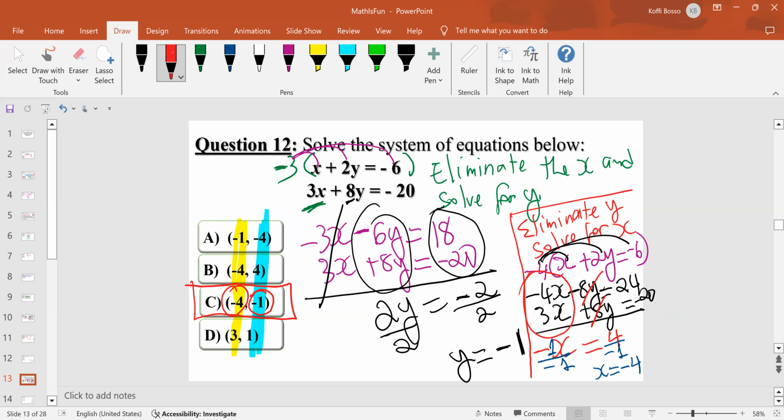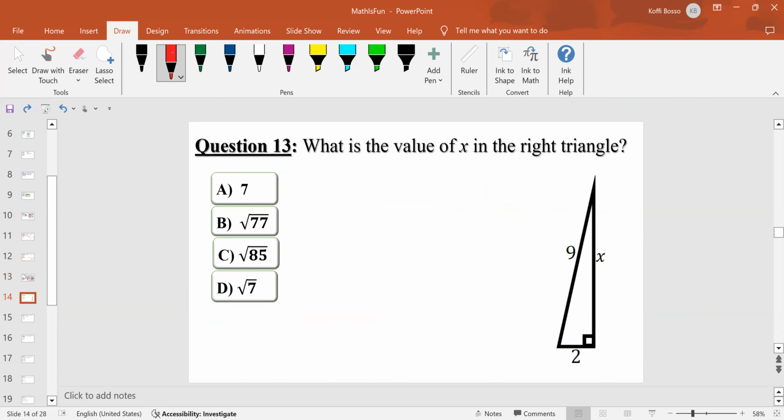Another way to double check your answer, if you replace x and y by -4 and -1 respectively, and you work it out here, you will see that that will give you the same answer. In the first equation it is -6 and the second one is -20. Okay, we continue. Question 13.